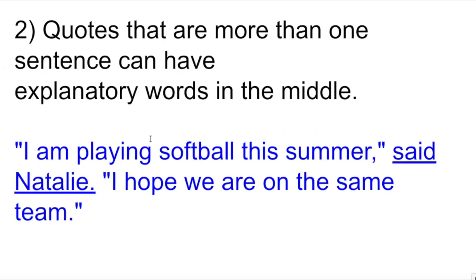Rule 2, quotes that are more than one sentence can have explanatory words in the middle. "I am playing softball this summer," said Natalie. "I hope we are on the same team." As you can see, the explanatory words come in between the two sentences. And in that case, you have to have quotation marks around each sentence. So after the explanatory words, there are new quotation marks around the next sentence, and then it ends the quotation marks.